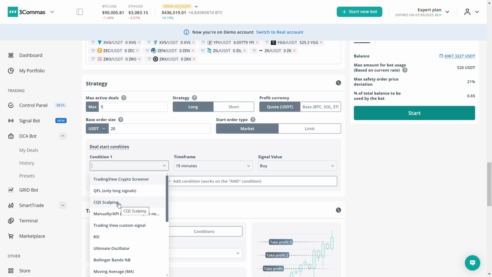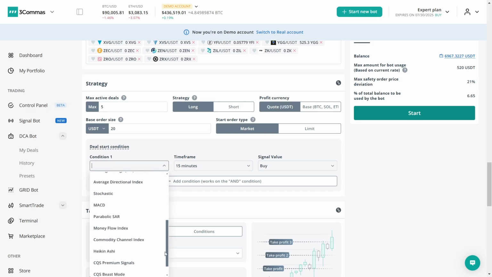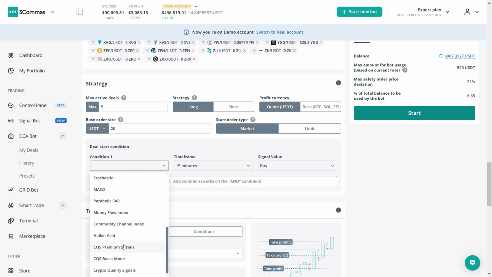It was probably the first signal available on 3Commas ever. It's not on the marketplace, so you cannot find CQS Scaling on the marketplace, but it's available for everyone because it exists on 3Commas way before the marketplace was created. But here, if I scroll down, I will also see CQS Premium, CQS Beast Mode, and Crypto Quality Signals, which are other services from CQS.